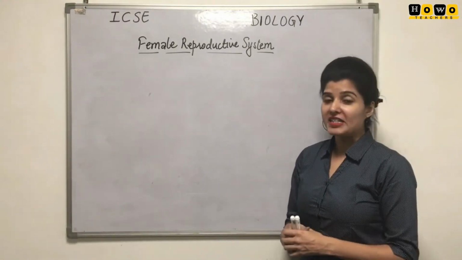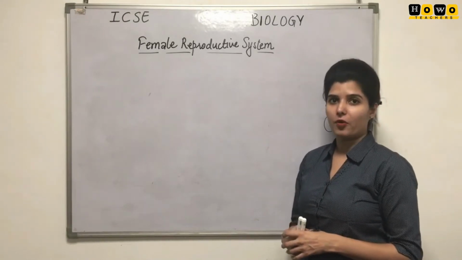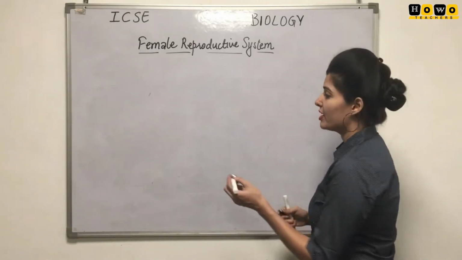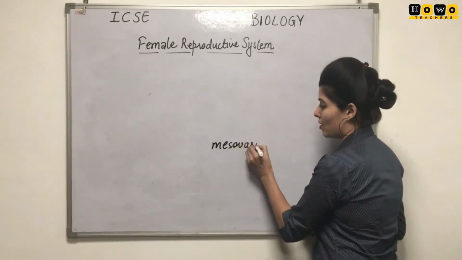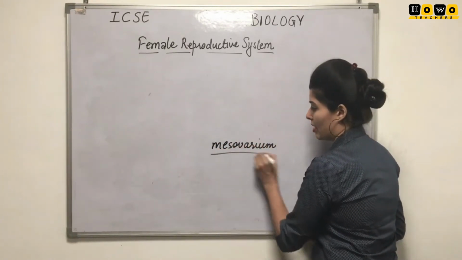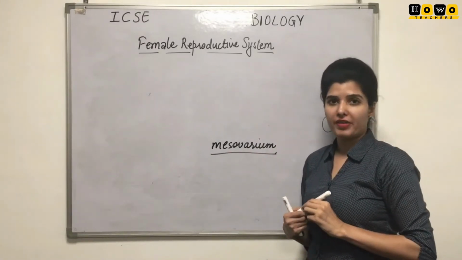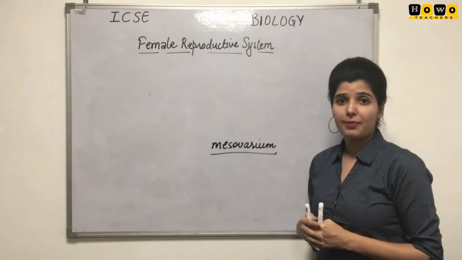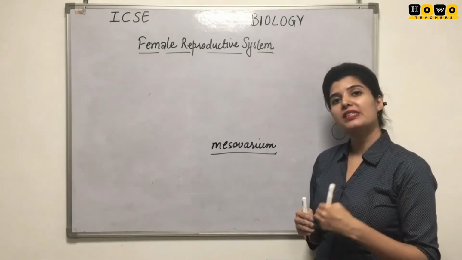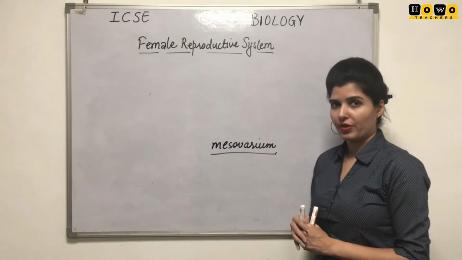Ovaries are fixed to the dorsal abdominal wall by the mesovarium. So this you have to remember. Mesovarium, this word you have to remember: the ovaries are attached to the dorsal abdominal wall with the mesovarium.